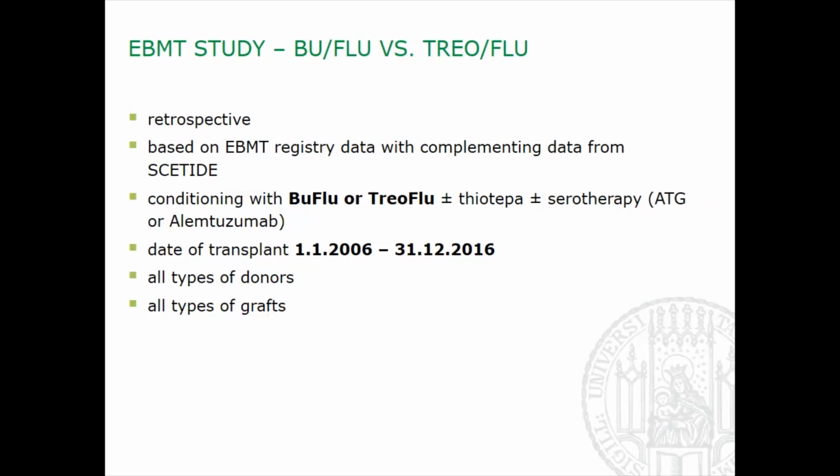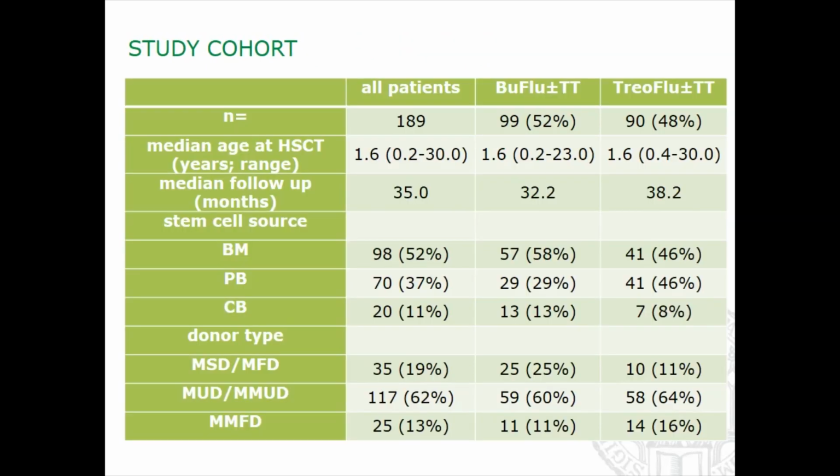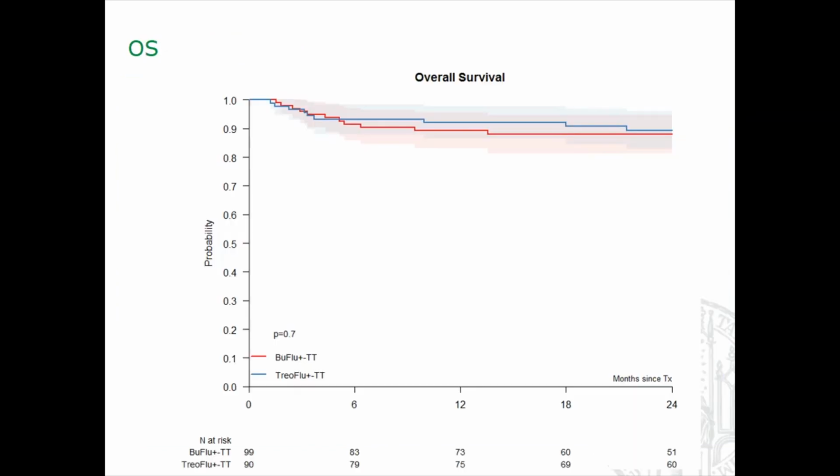And we looked at all types of donors and all types of grafts. For the sake of time, I cannot go into details, but we have almost 200 patients, which are relatively equally distributed between the groups, which is nice because it was a retrospective and not a prospective trial, so this could not be expected. And also the donor types and all the other characteristics are relatively evenly distributed.